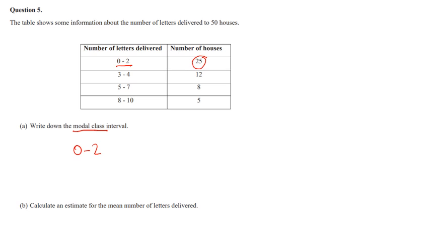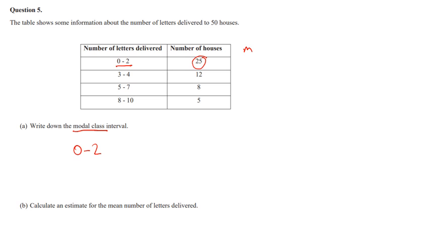Now for the second part, we want to calculate an estimate for the mean number of letters delivered. The reason it's an estimate is because we only know these groups. We don't know the exact number of letters delivered to each house. So the way to do this is we're going to consider the midpoint of each of those groups, because that's the fairest way to represent each group.